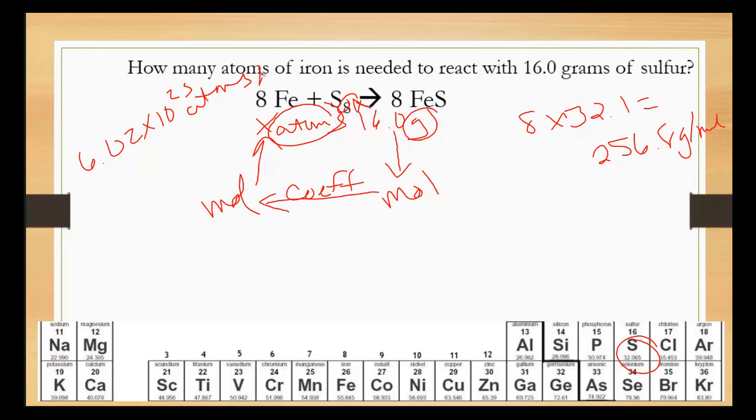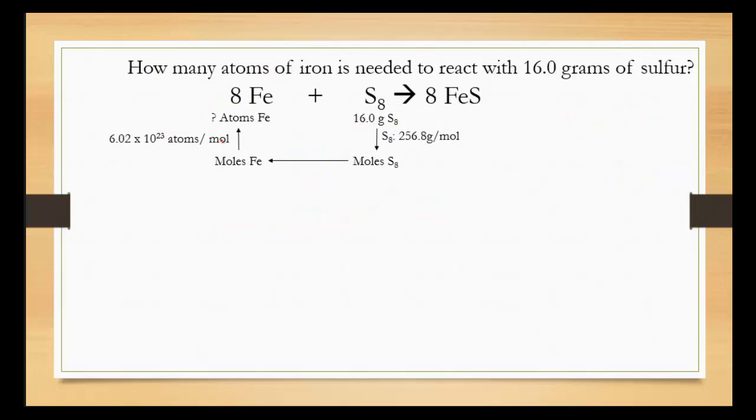So we're going to go from grams to moles of sulfur using the molar mass, then moles of sulfur to moles of iron using the coefficients, and then moles of iron to atoms of iron using Avogadro's number. Alright, so now that we have it all set up, we can put it into the equation. Our initial number is 16.0 of sulfur over 1.